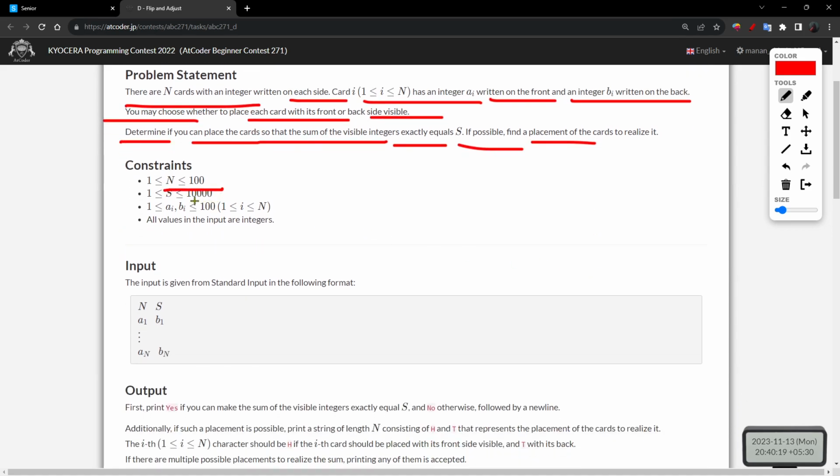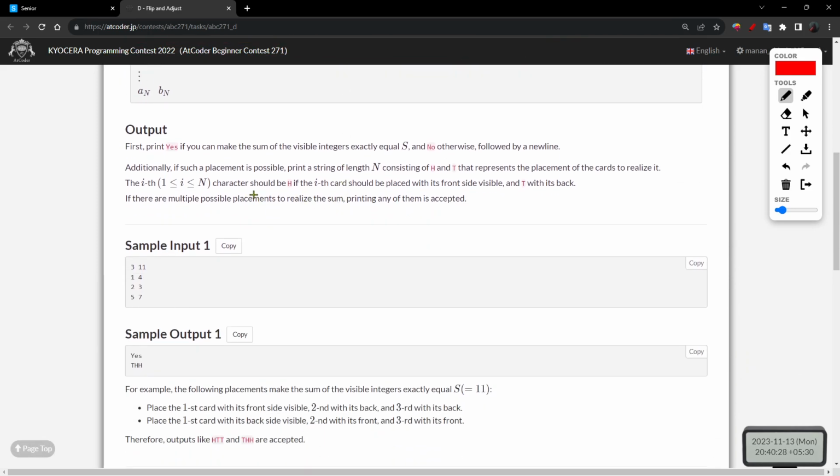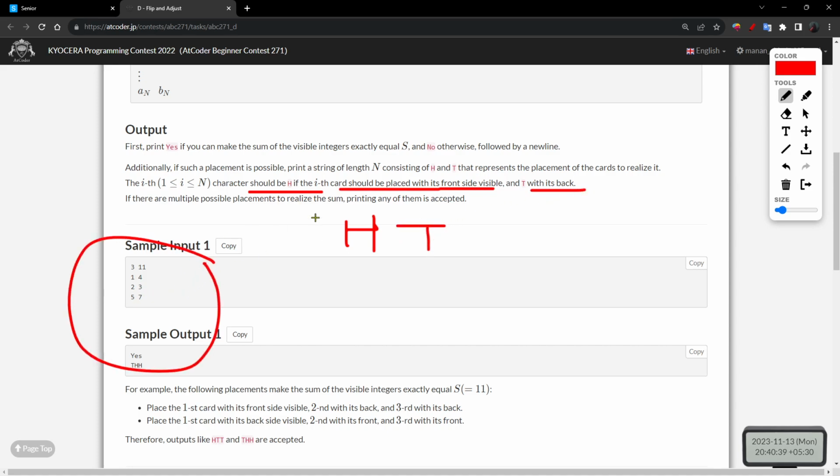The constraints are n is only up to 100 and s is up to 10 raised to power 4. We'll see how it helps us further in building up our solution. So coming to the format of the output, if the ith card should be placed with its front side visible, you need to output an H. If it should be placed with its back side visible, we need to output a T. So let's understand the question better by solving for this sample input.